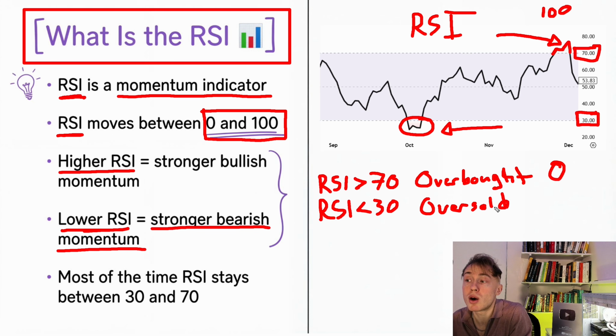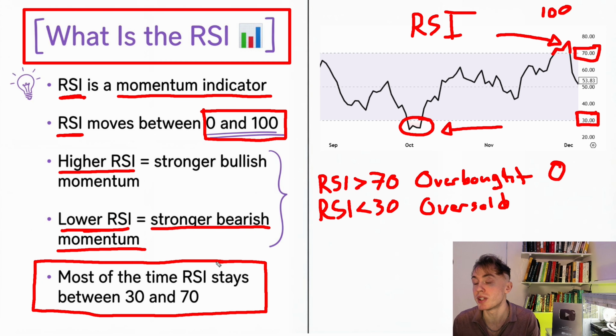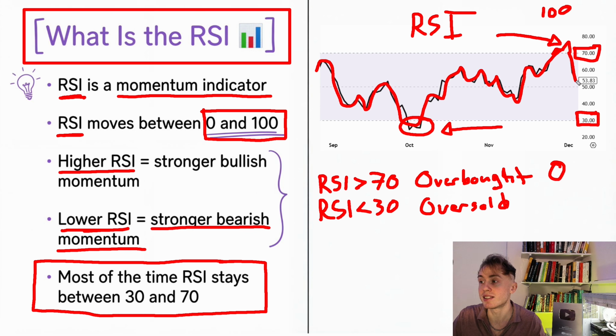We take a look at how strong the momentum is to the upside and how strong the momentum is to the downside. But one important thing to keep in mind is that most of the time the RSI will stay between 30 and 70. You can see that on this image right here. Most of the time the RSI will not go above the 70 or below the 30 level.